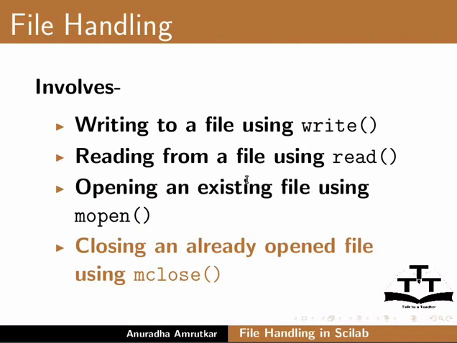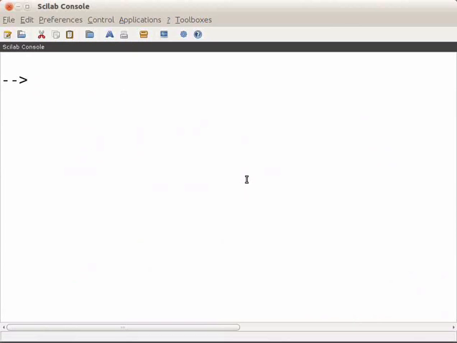Switch to the Scilab console window. To begin with, let us create a matrix of random numbers. Type random_matrix = rand(20,1); and press enter.